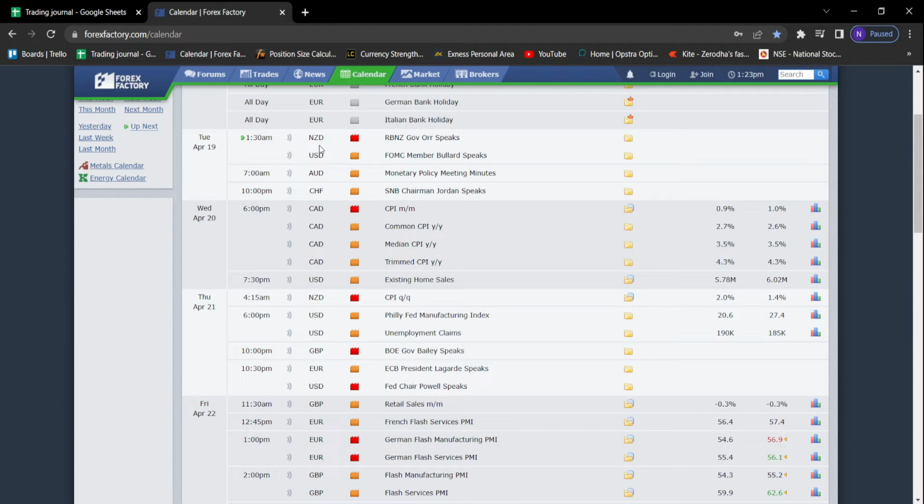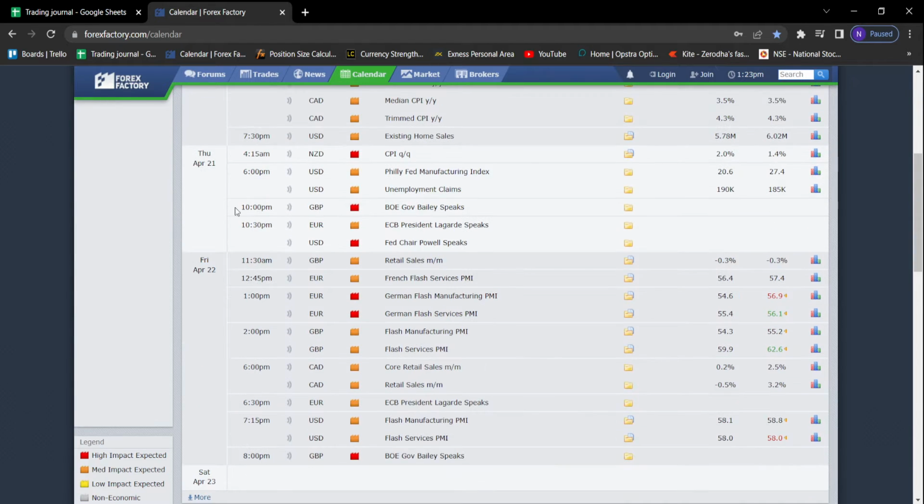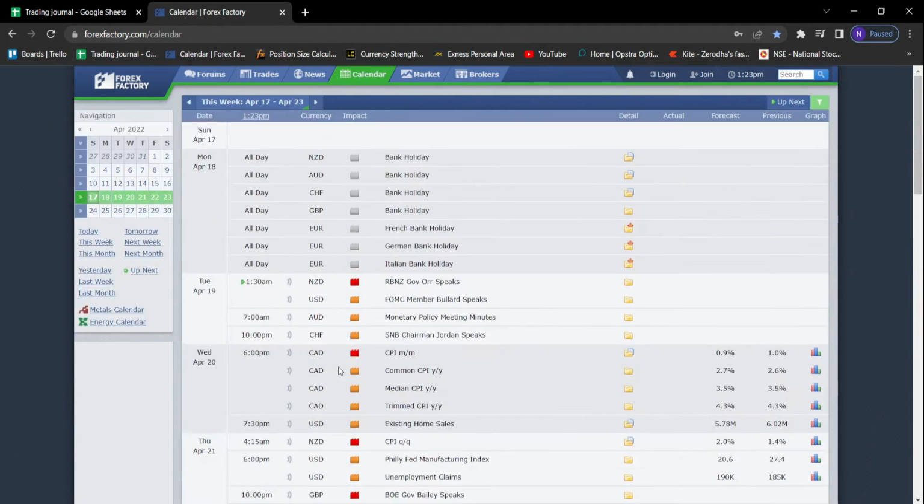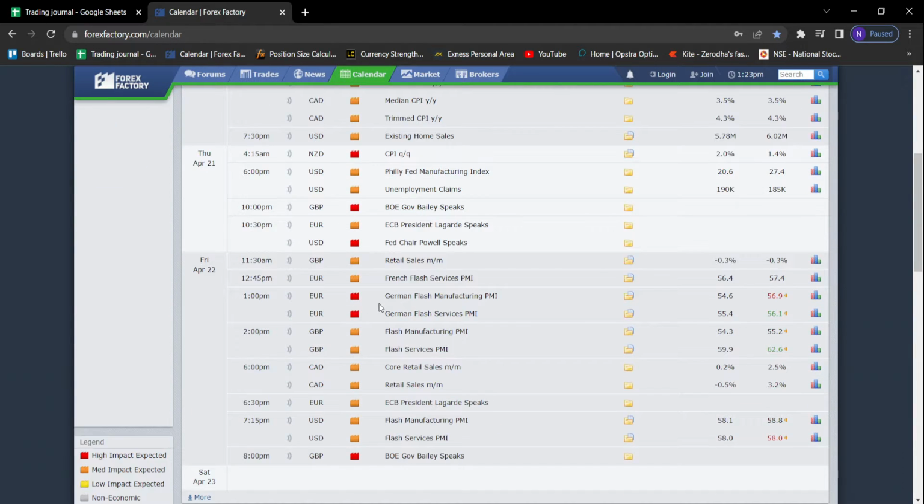On Tuesday we're having an event on NZD in the morning, and on Wednesday we're having back-to-back news on CAD, and on Thursday we're having news on NZD and GBP, and at 10:30 we are also having news on USD, guys, so we can expect a good amount of movement at that time. And on Friday we are having PMI news on Euro, and a speech by the GBP at 8 p.m. So in the upcoming week we are not having major news, but we can expect good movement even with this news.